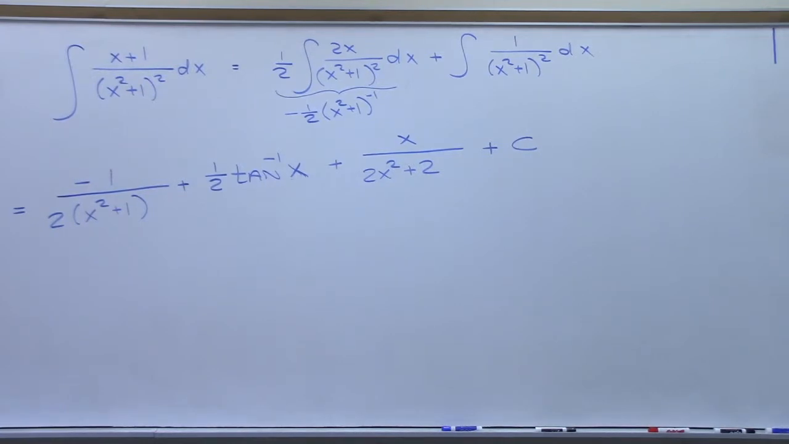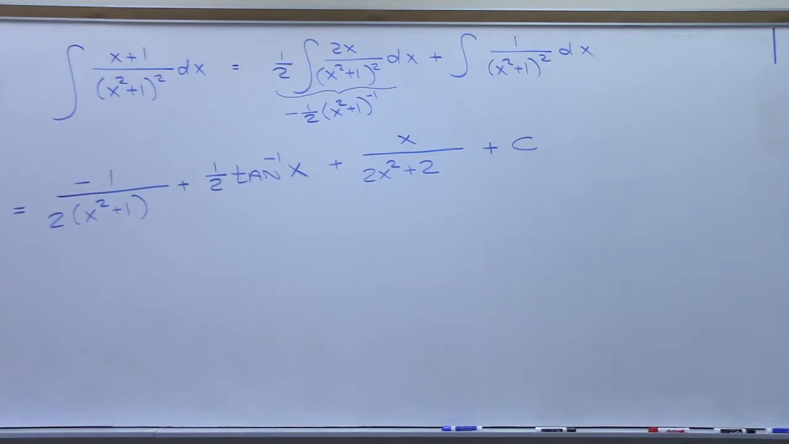Let's see. I have a question. Yes, go ahead. If you pass the 2 at the bottom of the first one, do you combine them? Yeah, you could. You mean your first term and your last term? You could put x minus 1 over 2x squared plus 2. Yes.